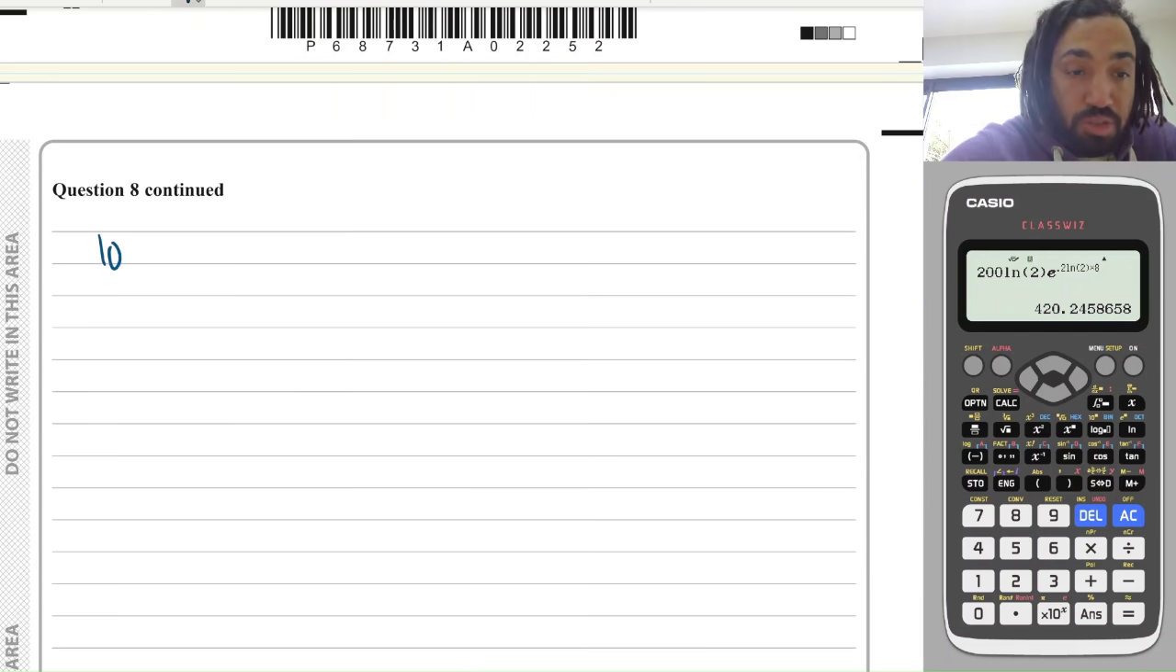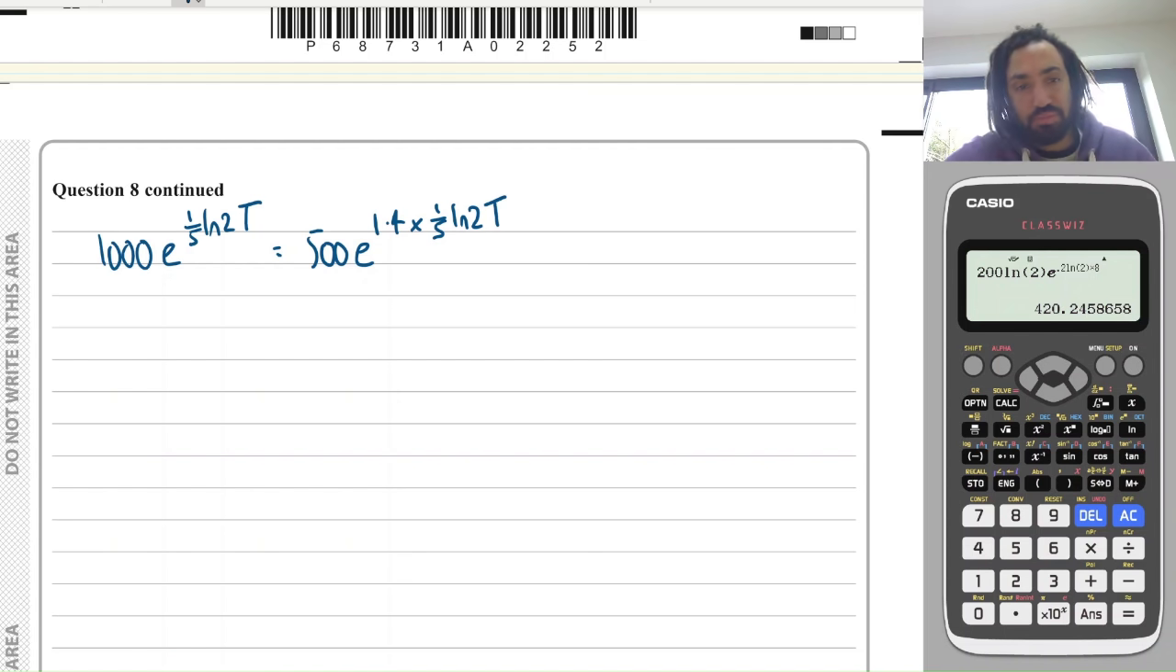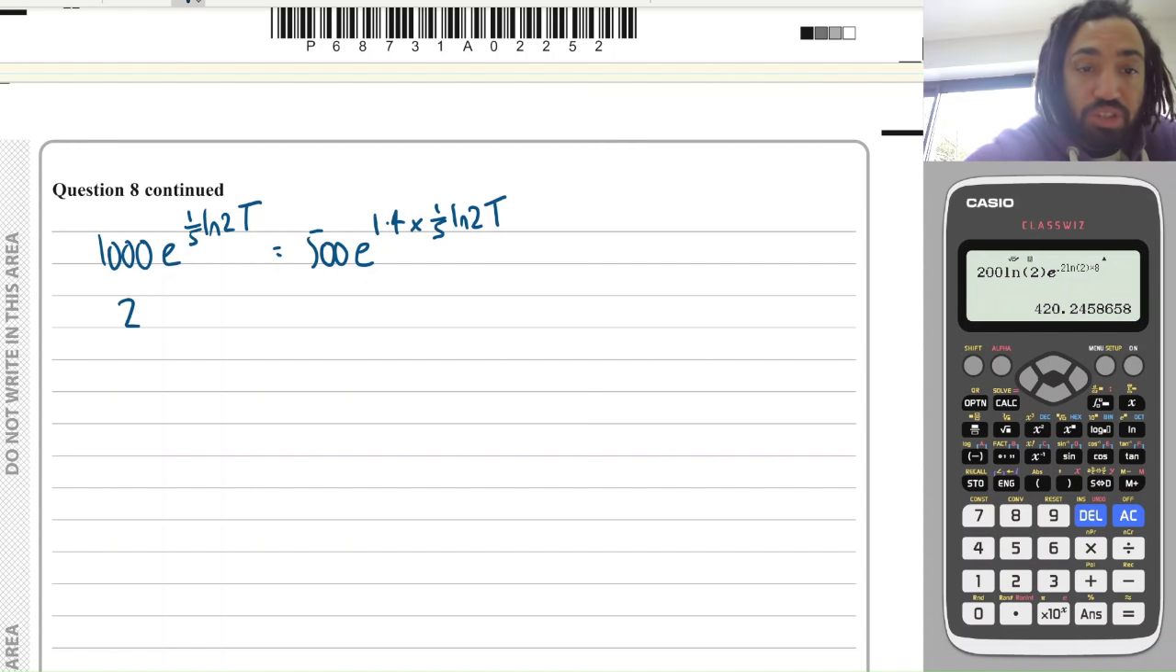Okay, so let's set them equal to each other. So the first one was 1000 e to the 1/5 ln 2 t, and that's equal to 500 e to the 1.4, and the k value is the same, so that is 1/5 ln 2 capital T. So first thing I would do is divide both sides by 500 to get 2 on this side, and then I would divide both sides by this e to the 1/5 ln 2t.